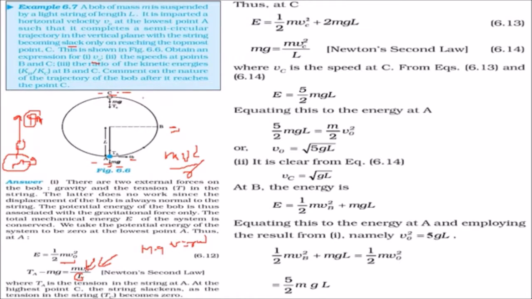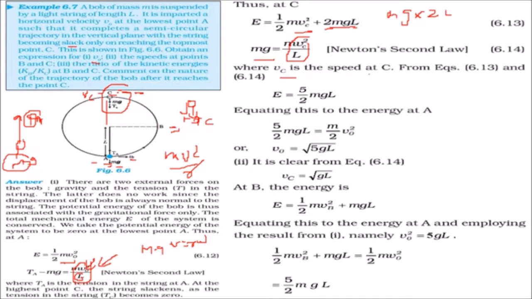Now at point C, what is happening? We have velocity VC here. So half m VC square plus, now the height becomes, this is L, this is L, so 2L. So mg into h, that is mg into 2L. So half m VC square plus 2mgL. And we also know that in this case, in the free body diagram, this is the tension at C, and this is also mg. So we have mg equal to, again the similar case, mv square by R. We will take mv square by R at this point.